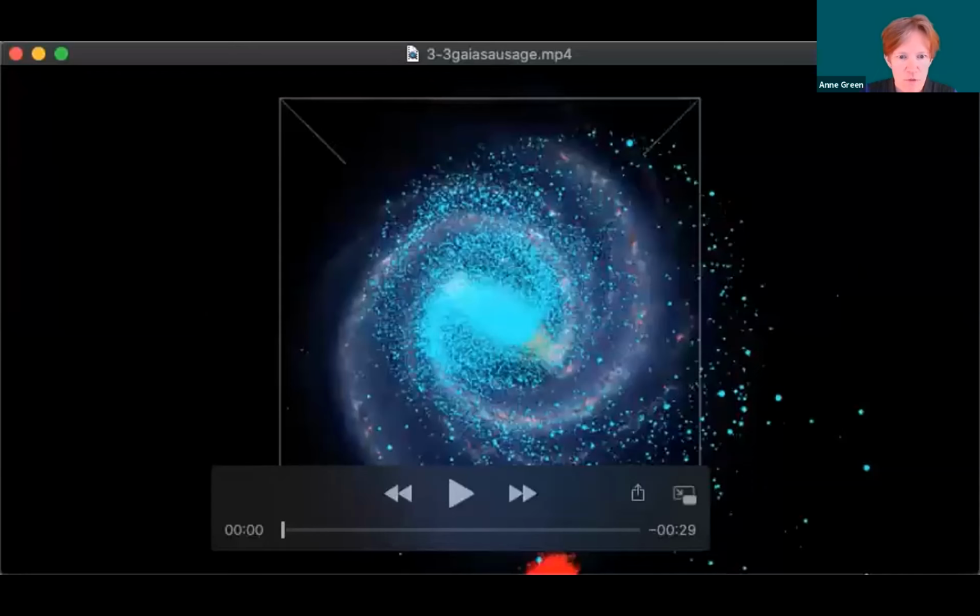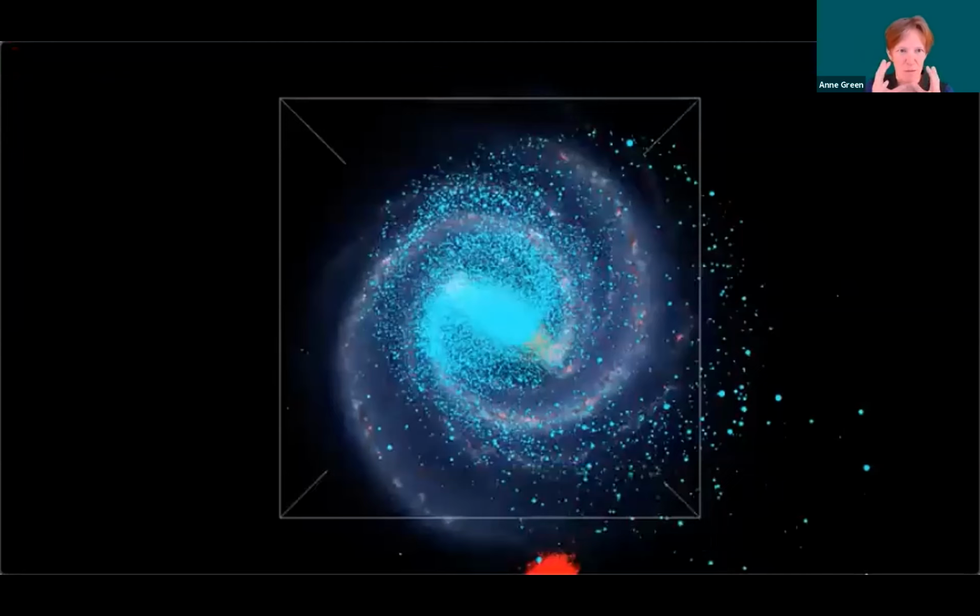Okay, so before I start it, can you now see a black box with a blue spiral galaxy in it? If somebody could, yeah, thumbs up, great. So I will now start this going.